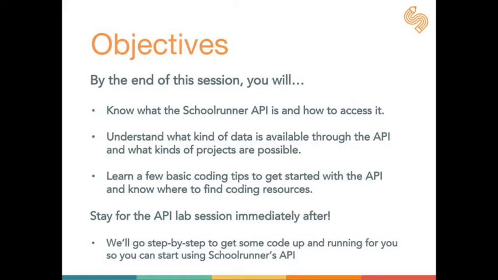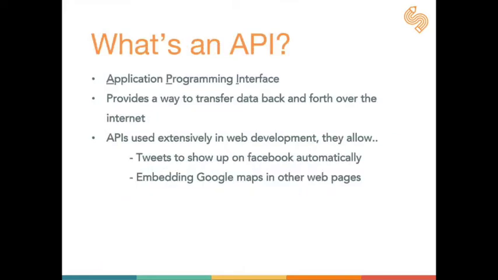But at a high level, what I would like you to leave with at the end of the session is that you're going to know what the Schoolrunner API is and how to access it. You're going to understand what kind of data is accessible through the API and what kinds of projects are possible. And I'm going to try to give you a few basic coding tips to help get you started if you're new to coding. Okay, so what is an API?